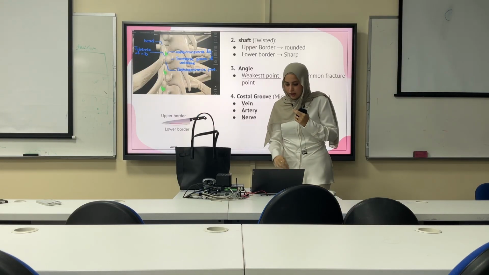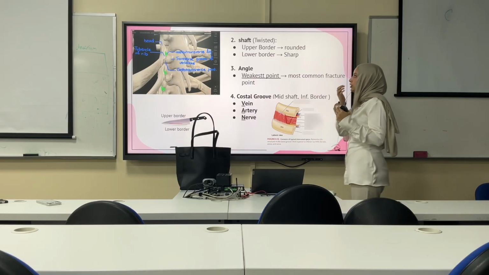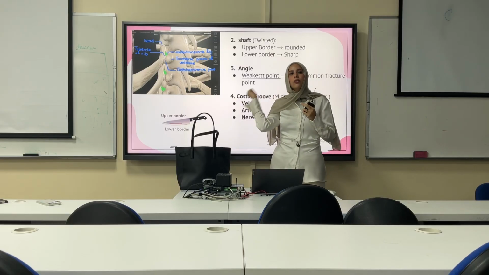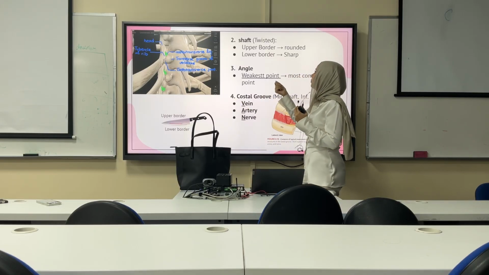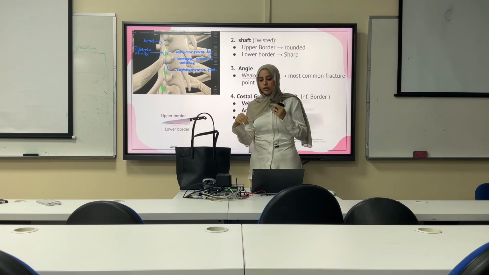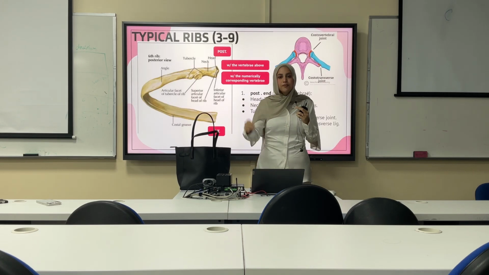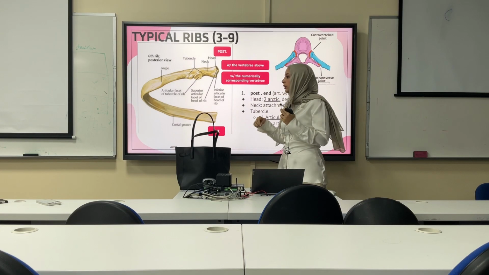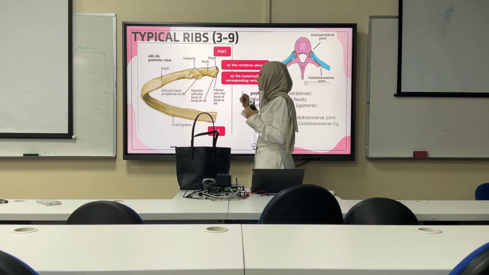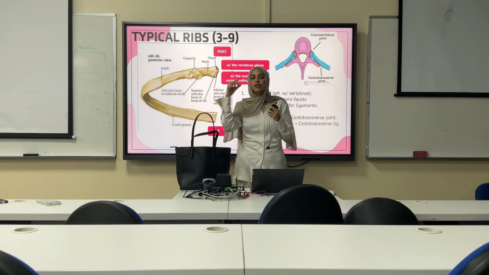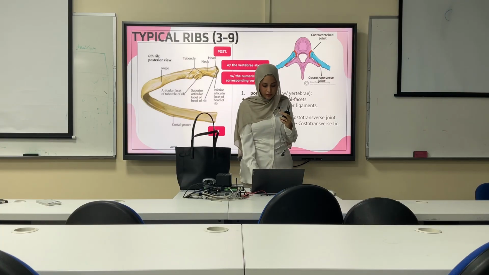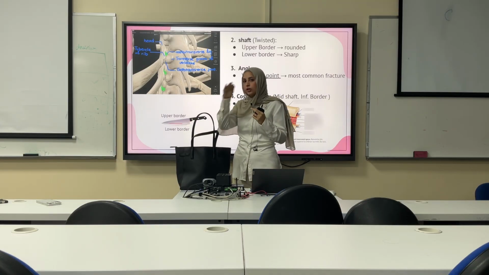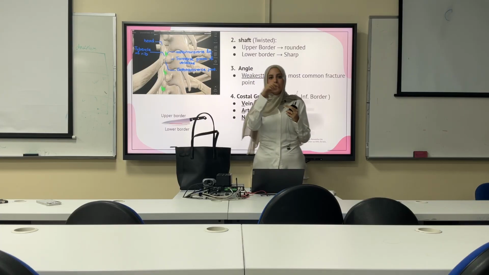Make sense? Yes. Okay, now we're going to discuss the shaft of a typical rib. It will be twisted because the rib has to go around, right? So it's going to be twisted. And then how do I know which side is the upper border and which one is the lower? It's like a knife. You know how a knife is sharp from below and blunt from the upper side? It's the same thing. The superior border, or upper border, is blunt, or you can say rounded, and the lower border is actually sharp, okay?